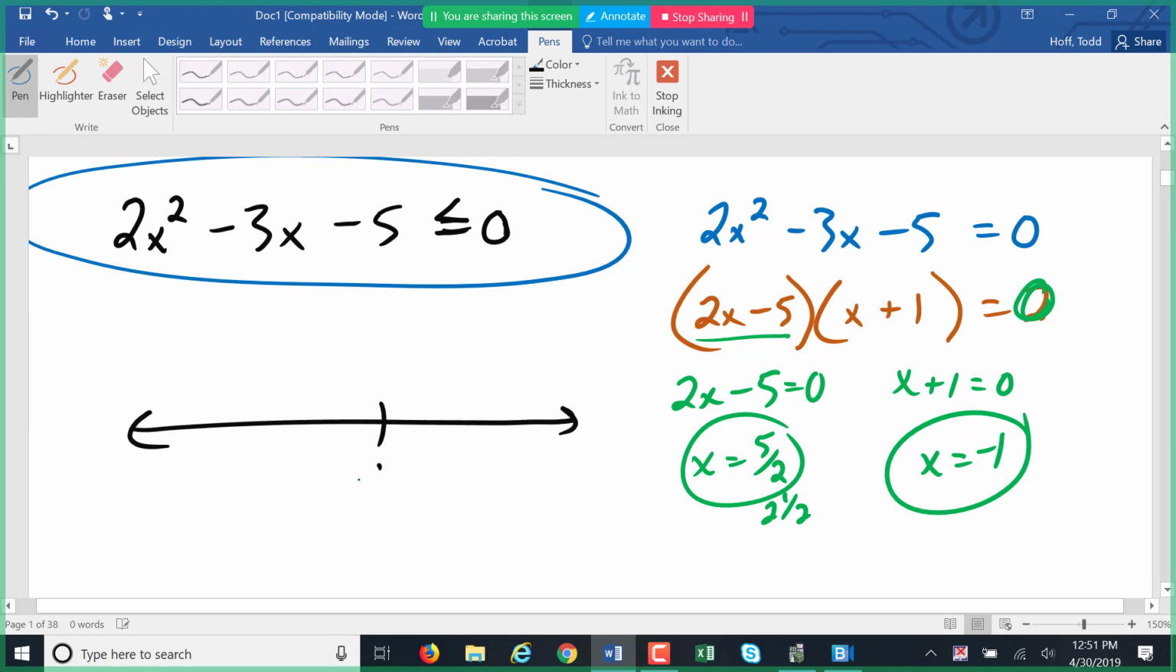So on the number line, here's 0. Oops, I'm going to move it over the other way a little bit. Here's 0. Here's negative 1. Here is 2.5, or 5 halves.